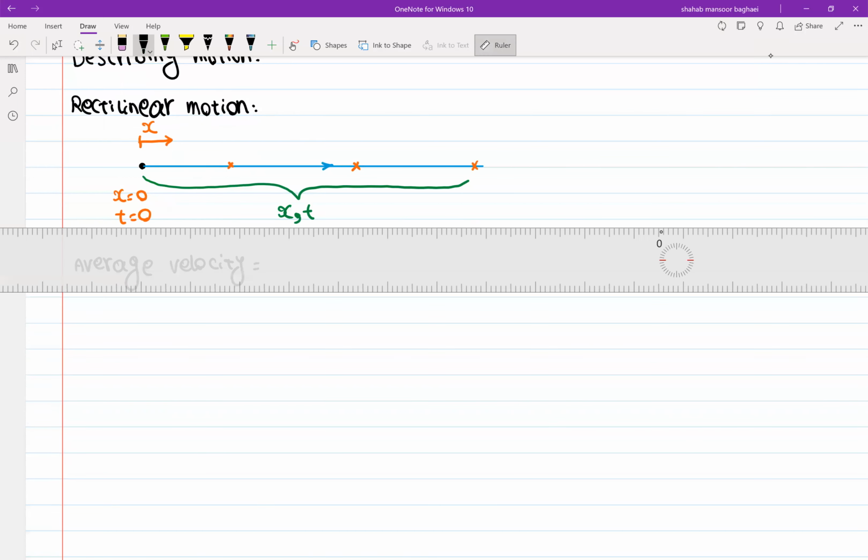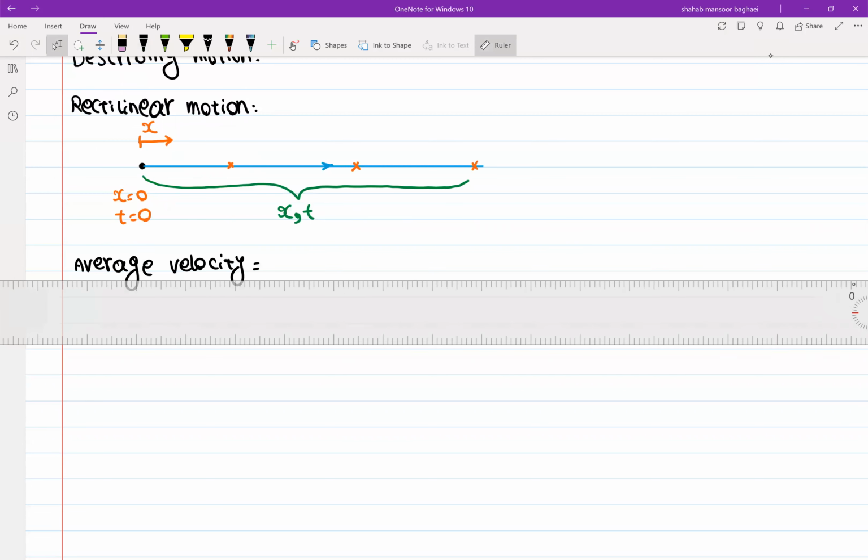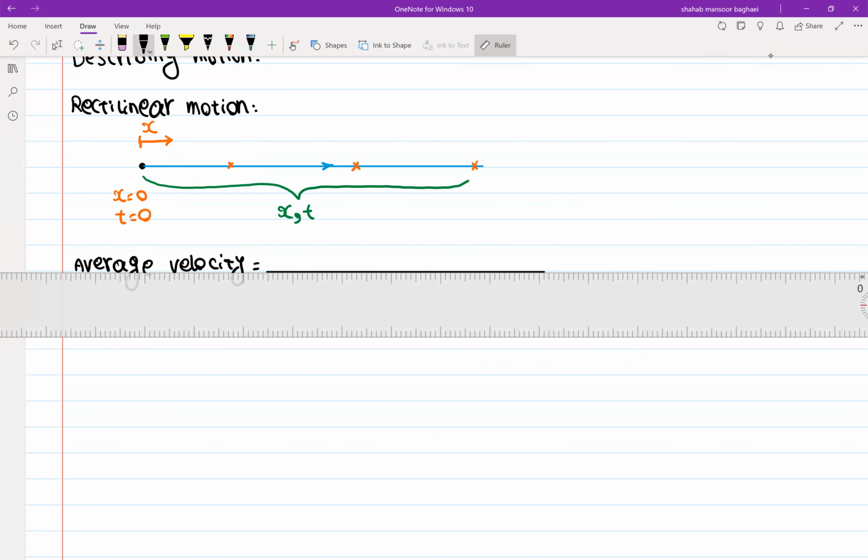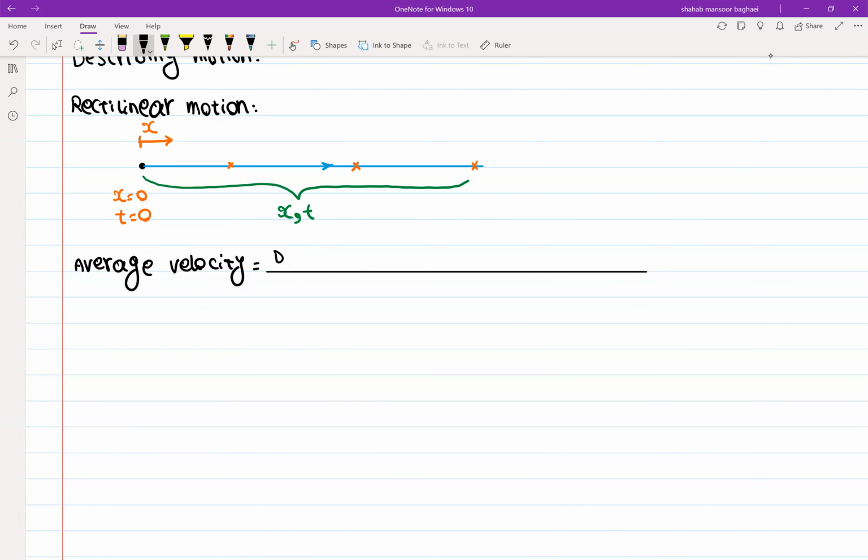Average velocity has a definition here. It is the displacement traveled by a particle per unit of total time of traveling. Therefore, you have total displacement over total time of traveling. It is called average velocity.